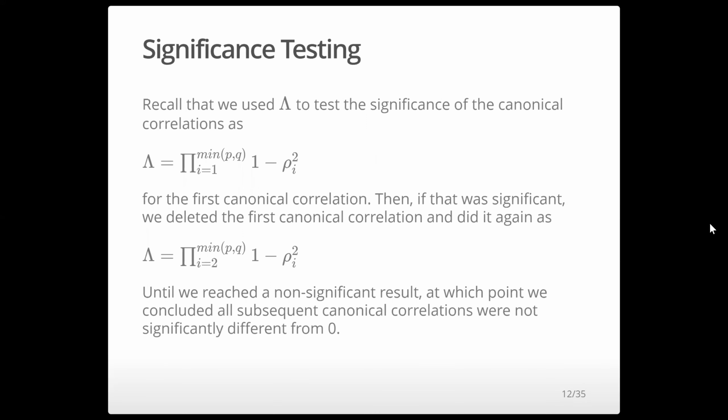When we looked at canonical correlation, we used lambda to test the significance of the canonical correlations as the product of 1 minus each of the canonical correlations. That tests the first, and then we could iteratively test each subsequent canonical correlation, essentially by deleting the first one, and then testing the remaining canonical correlations. So here you see we start with the second test, we start at 2, and then we would keep going and start at 3 for the next test until we reach a non-significant result, at which point we conclude that all subsequent canonical correlations were not significantly different from 0.